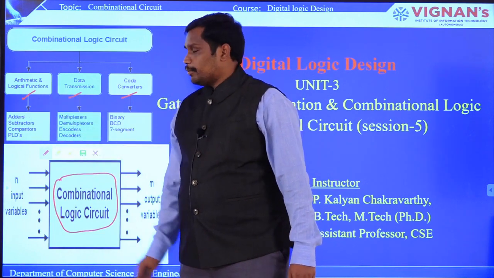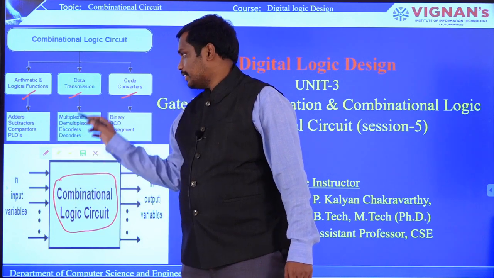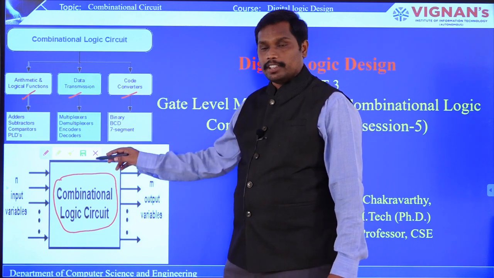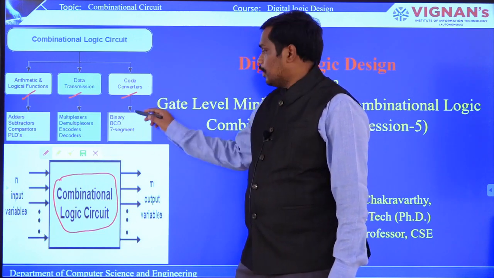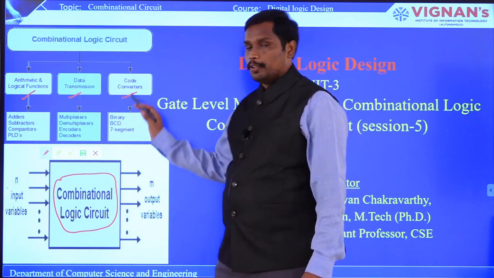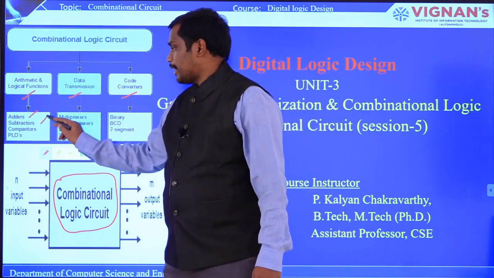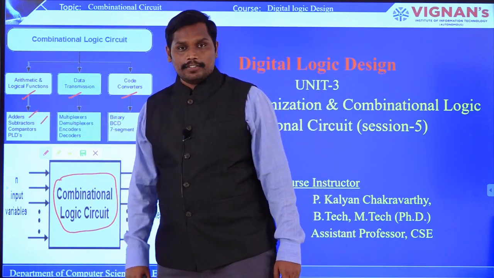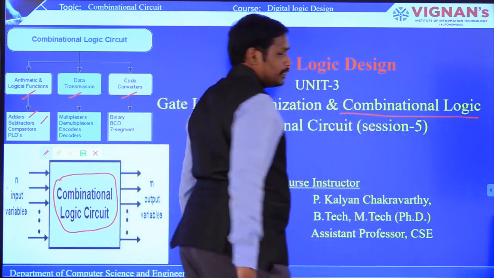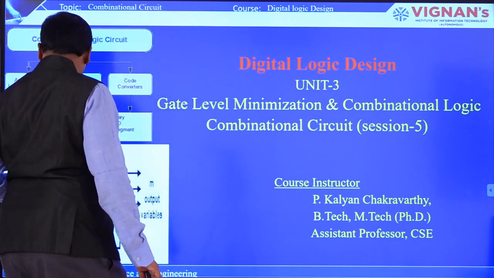Okay, so under arithmetic and logic functions, we see adders, subtractors, comparators, and PLDs, and then under data transmission we see multiplexers, demultiplexers, encoders, decoders, and then under code converters binary, BCD, which is binary coded decimal, and 7 segments. Only a few of these are in our syllabus. So we will see the adders and subtractors in this arithmetic and logic function. So this is the introduction part of combinational logic or combinational circuits, right? Now we'll go to the next slide.